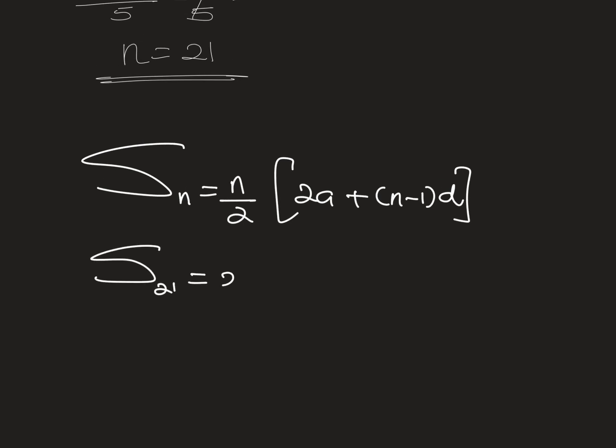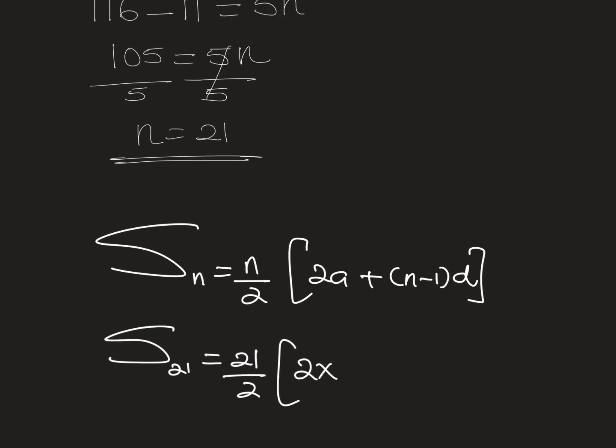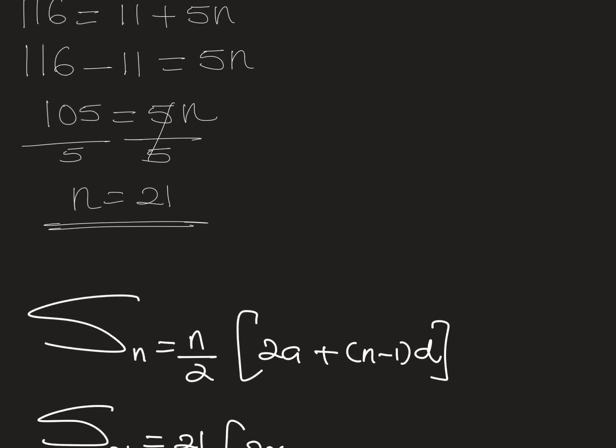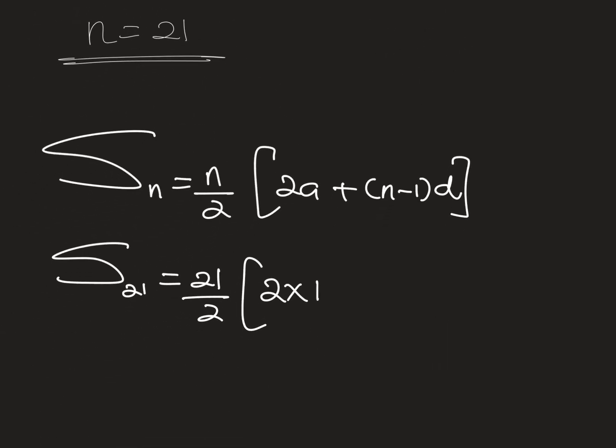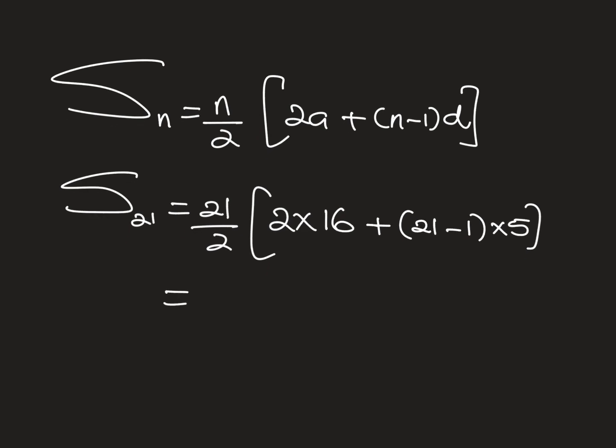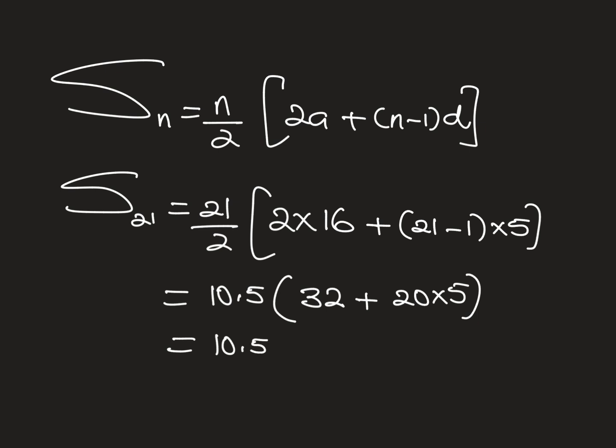So that will be n, which is 21, over 2 into 2 times a. What is the first term? The first term is 16, plus n, which will be 21 minus 1, times the difference, which is 5. So that will be 21 divided by 2, which is 10.5, into 2 times 16, which is 32, plus 21 minus 1, which is 20. That will be multiplied by 5. So we'll have 10.5 into 32 plus 20 times 5 is what?